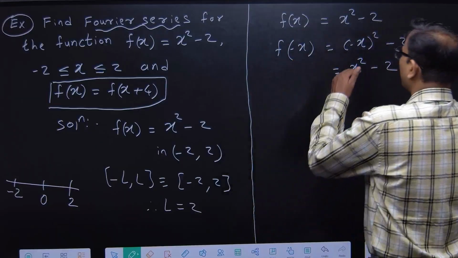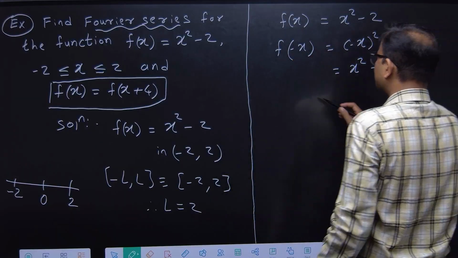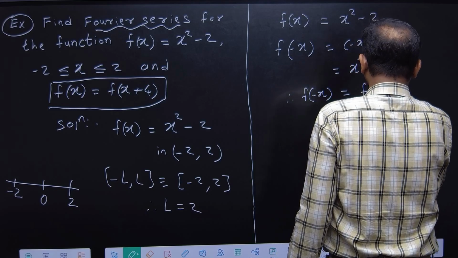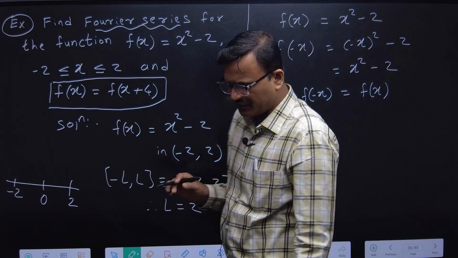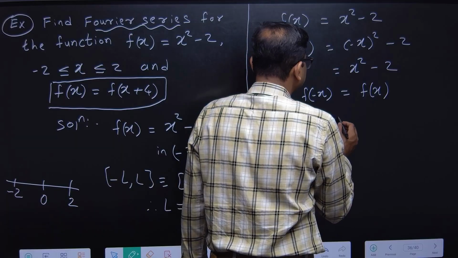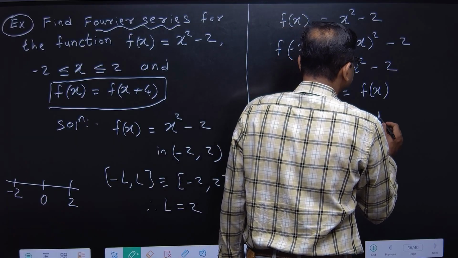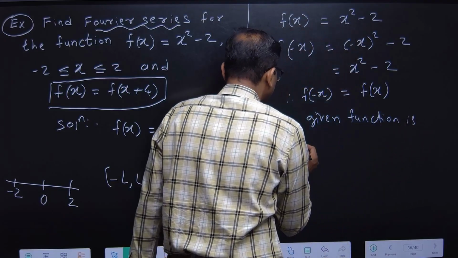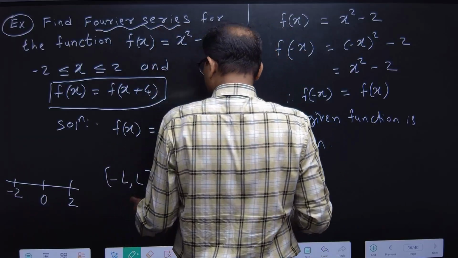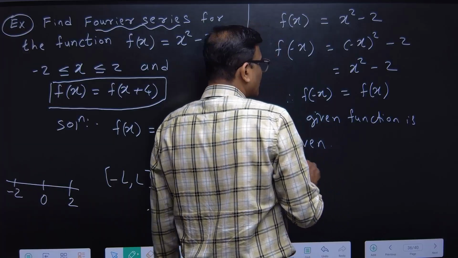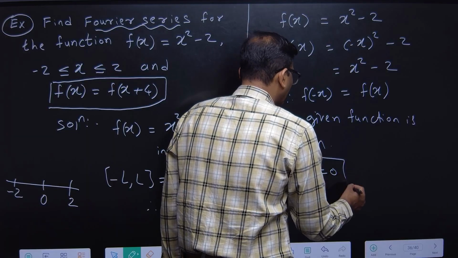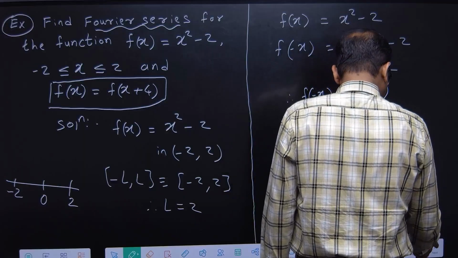Now, if you replace x by minus x, you can see that f of x and f of minus x are same. So therefore, f of minus x is equal to f of x. Since f of minus x and f of x are equal, therefore, we can say that the given function is an even function. Given function is even, and if the given function is even in the interval minus L to L or in the interval minus 2 to plus 2, we don't have to find Bn. Then Bn directly becomes 0.